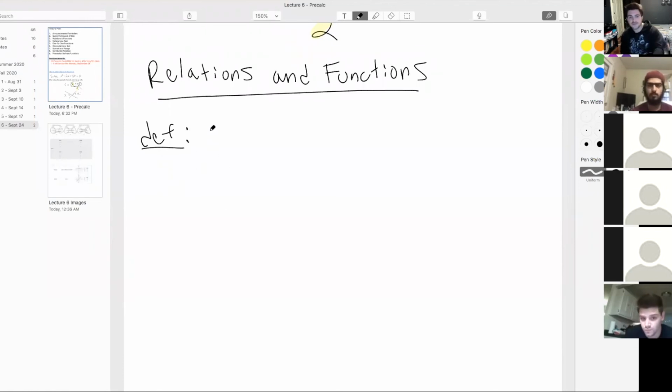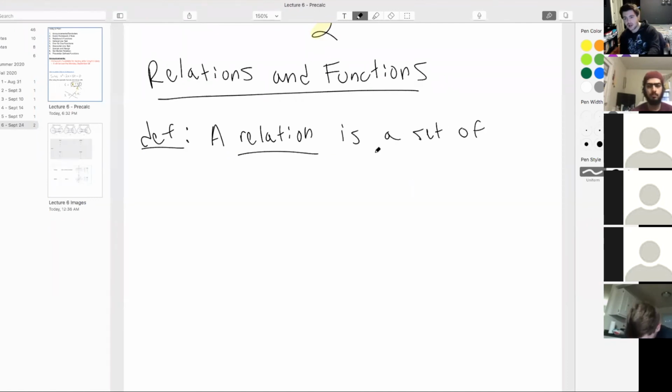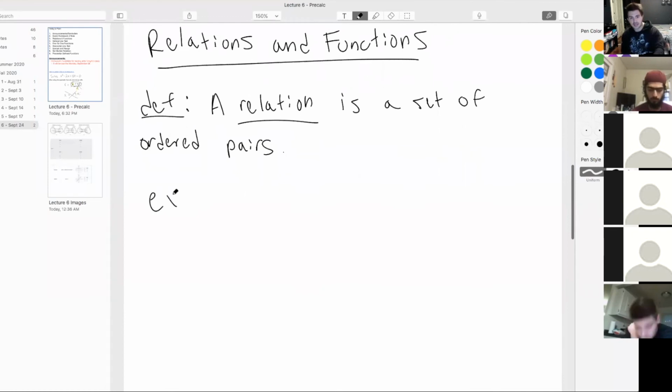So, definition: a relation. I'm going to underline it because that's what I am defining. It is a set of ordered pairs. That's what a relation is. That's all it is. It's just a set of ordered pairs. So let's get an example of one.